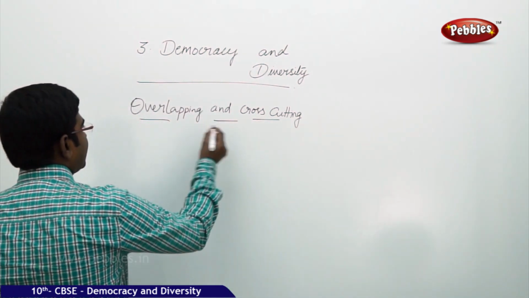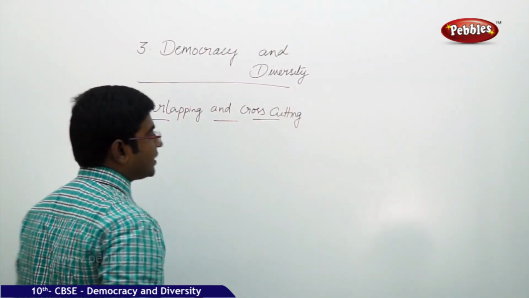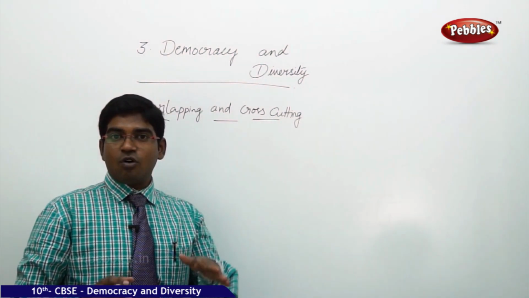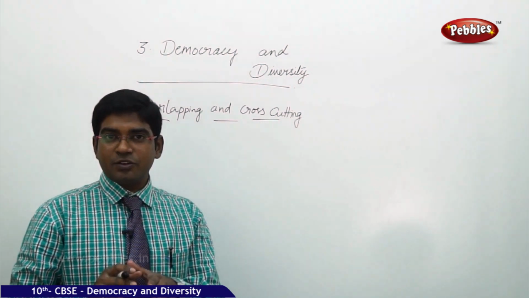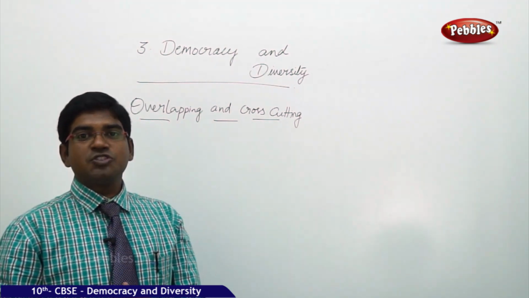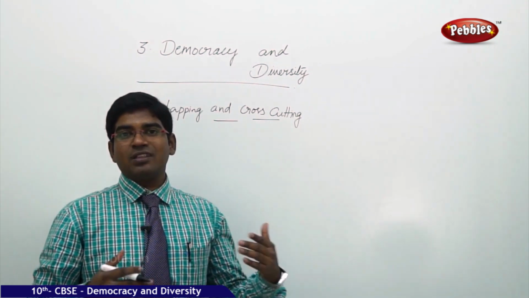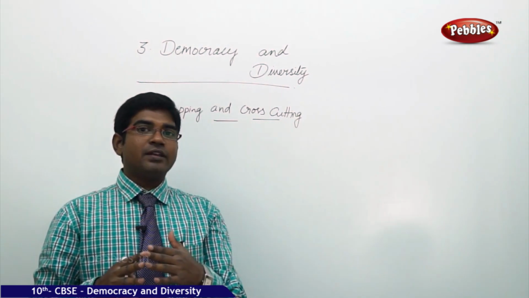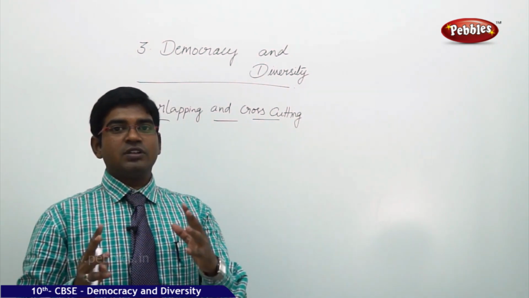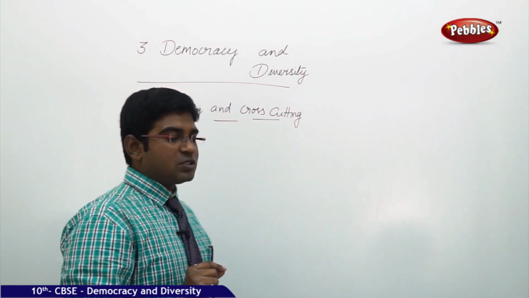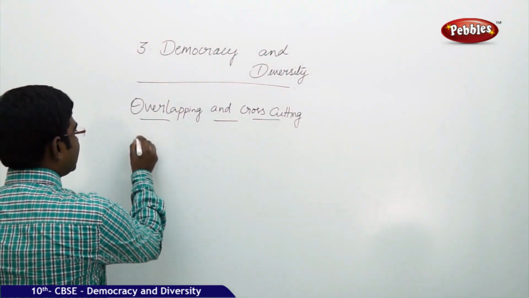Let us take overlapping and cross-cutting. When certain things overlap each other, they become bound together. Certain things cut across each other. So what are the things that go hand in hand to create social differences and divisions? The first major social division is by birth. We all know that.